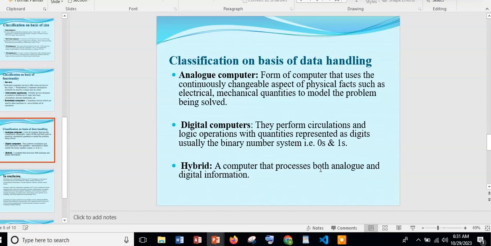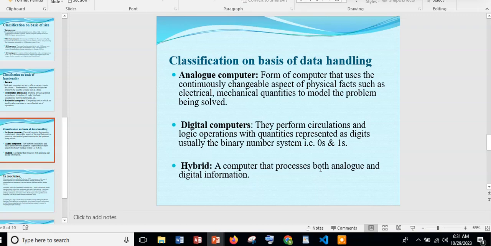This is how the computer is able to handle your data, or to present your data the way you want it to be. One of them is analog computers. These are computers that use the continuously changeable aspects of physical facts, such as electrical and mechanical quantities, to model the problem being solved.